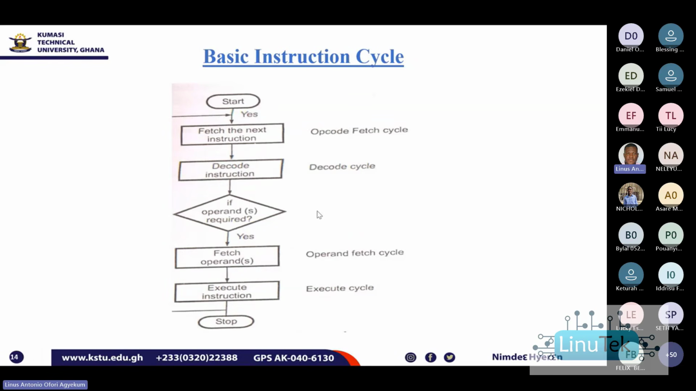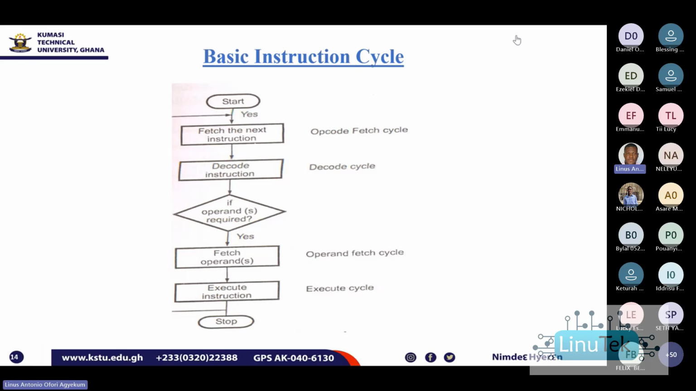Okay. All right. Yes, Daniel. Daniel, your hand is up. Yes, sir. Sir, my question is that the NOR gate and the OR gate, isn't the truth table still the same? No. Which gate and which gate? The NOR gate and the OR gate.